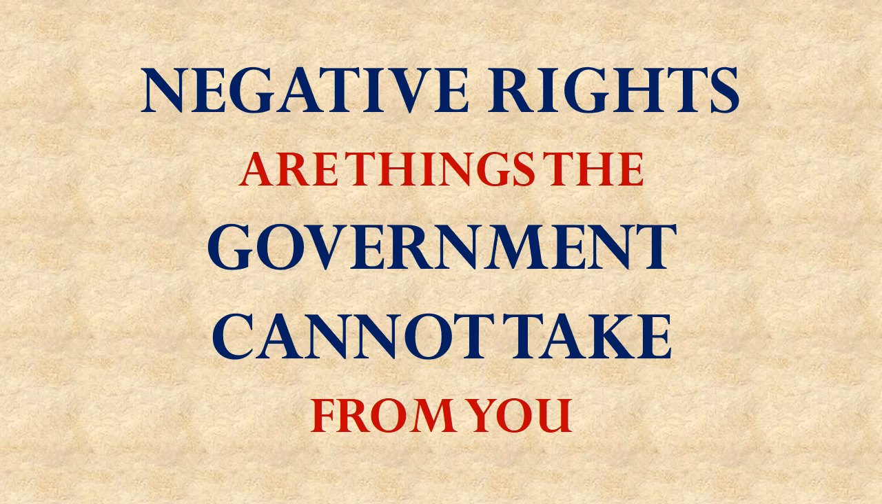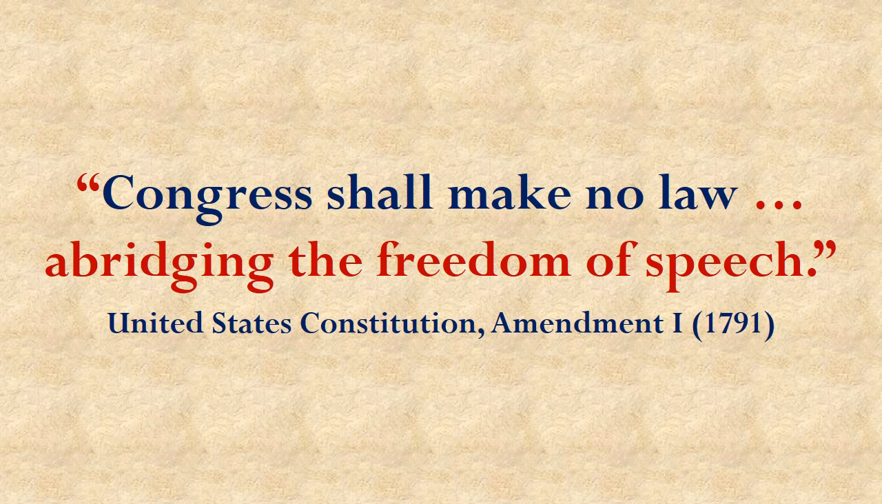Let me give you an example of a negative right. The Constitution begins, the Bill of Rights begins, the First Amendment, by saying Congress shall make no law abridging the freedom of speech. Notice what it says. It's not telling us what Congress can do. It's not being positive in its view. Instead, it's being negative. It's telling us what Congress cannot do. It cannot make a law infringing on somebody's right to say what they want.